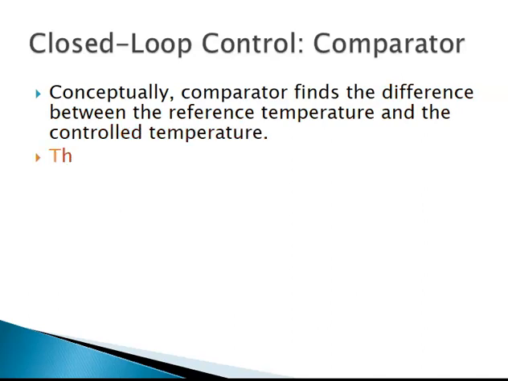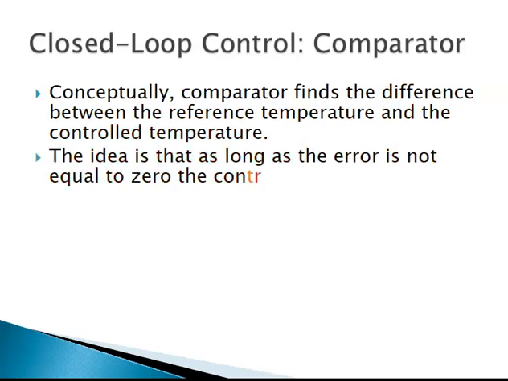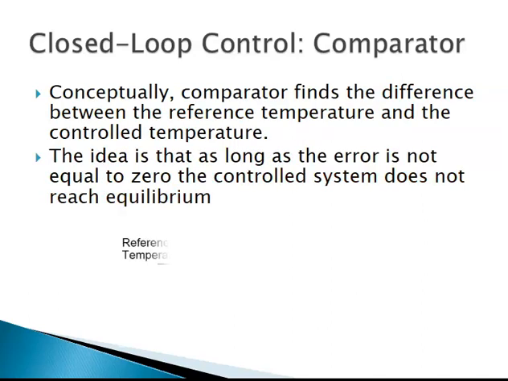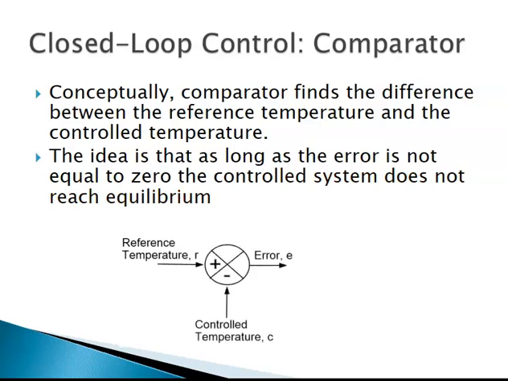Okay. Conceptually, we have a component called comparator. It may be a circuit or it may be a device. This finds the difference between the reference temperature and the controlled temperature. This is what we want and this is what is existing actually. So it will find out the difference between what we want and what is existing and find out what we call an error signal.